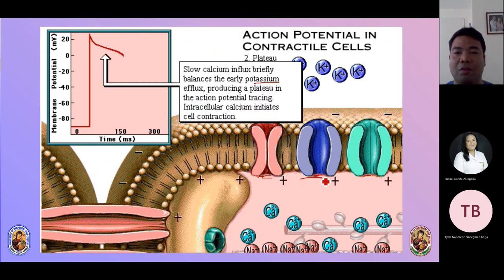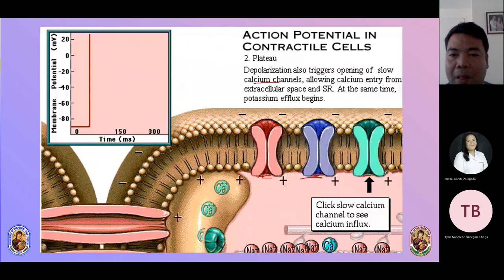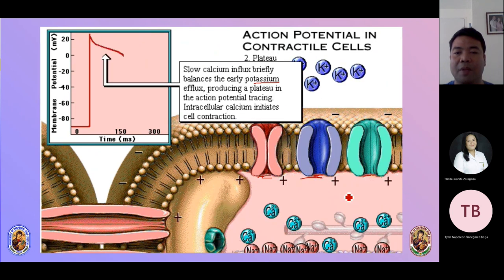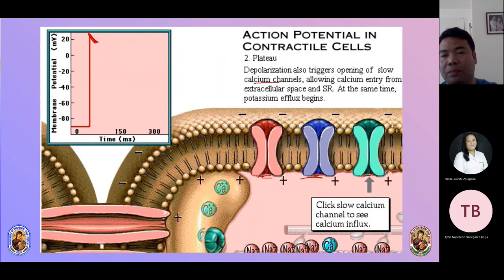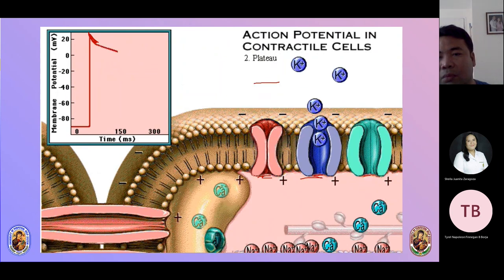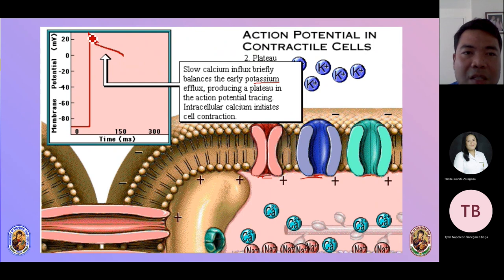Dalawa yung nangyari. Sabayan. Ulitin natin. Di ba? Lumabas ang potassium. Nung lumabas ang potassium, eh dapat sana pababa na eh. Kita niyo? Pababa na nga sana eh. Parepolarize na eh, nung lumalabas yung potassium. Kaya lang, biglang sumabay yung pagbukas ng calcium. Eh, tingnan niyo yung direksyon nilang dalawa. Magkasalungat. Bumababa na sana, lumalabas kasi si potassium, pero biglang bumukas yung calcium.